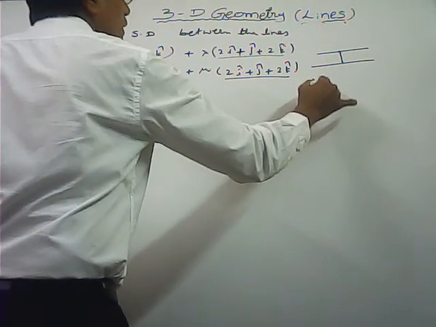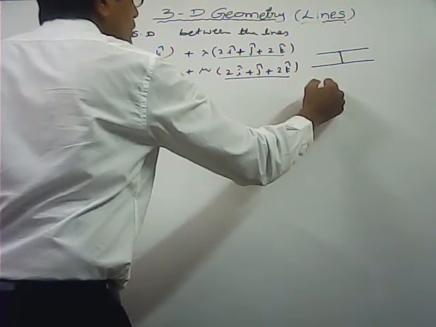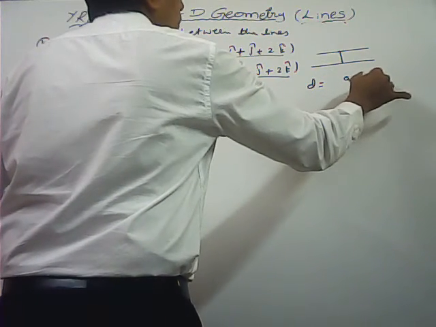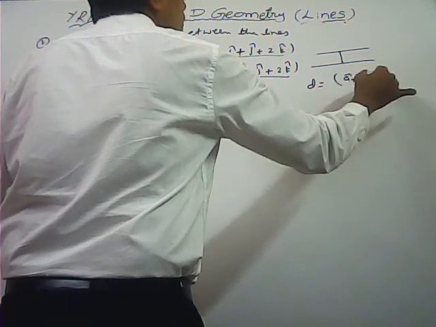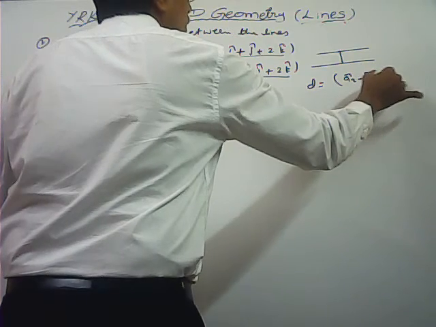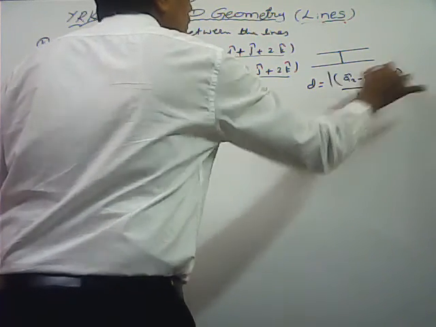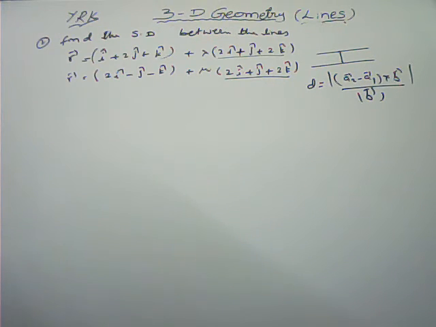Distance between two parallel lines is equal to the modulus of (A2 bar minus A1 bar) cross B bar by modulus of B bar. This is the shortest distance between two parallel lines. What is the formula here? A2 bar minus A1 bar cross B bar by modulus of B bar.